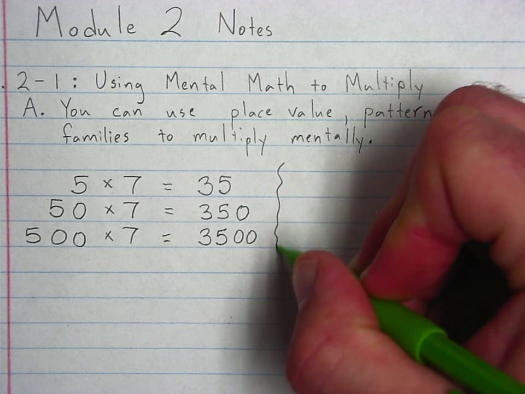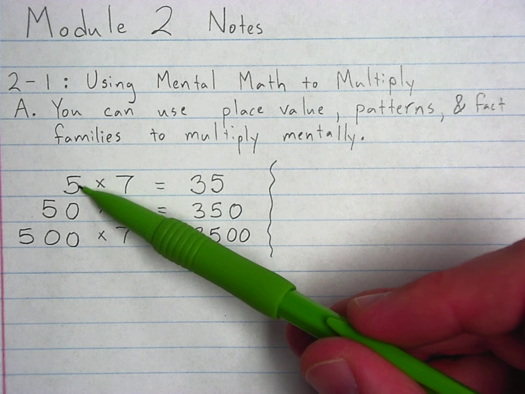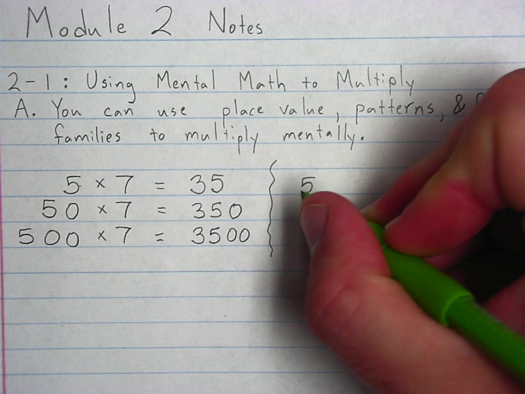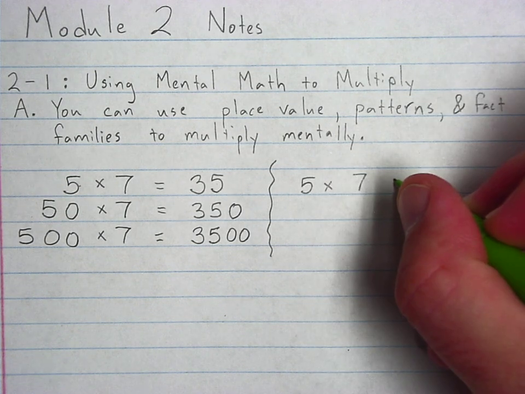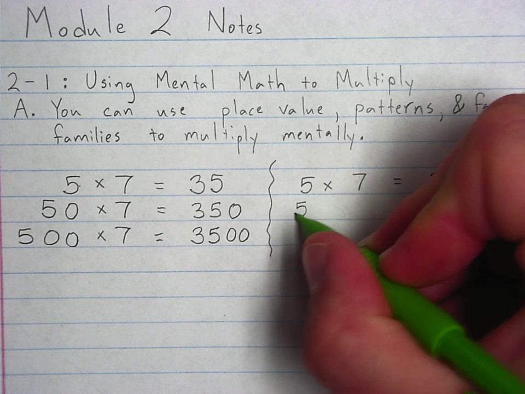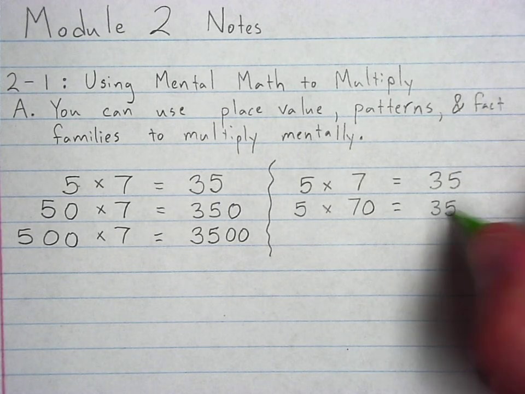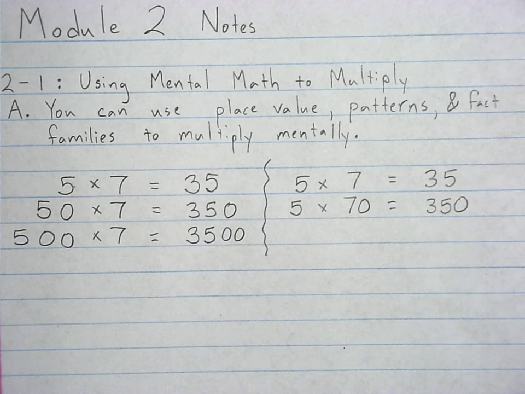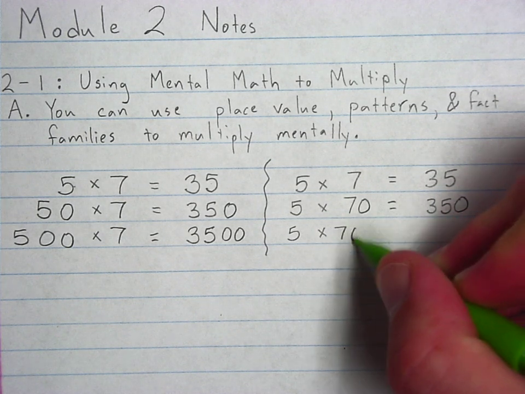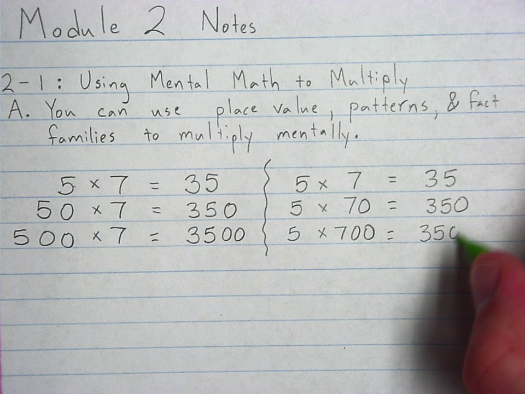Now it works with both factors. For this one, I kept changing the first factor. I kept making it 10 times bigger. But again, it doesn't matter. We know that 5 times 7 is 35. Well, 5 times 70 is 35, but 10 times bigger. 5 times 700 is 35, but 100 times bigger.